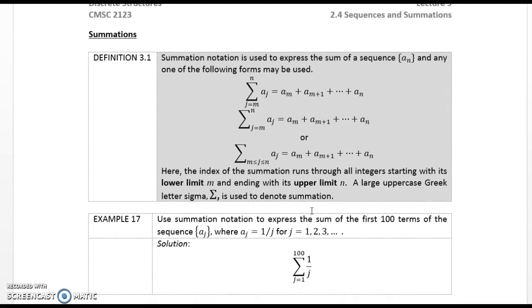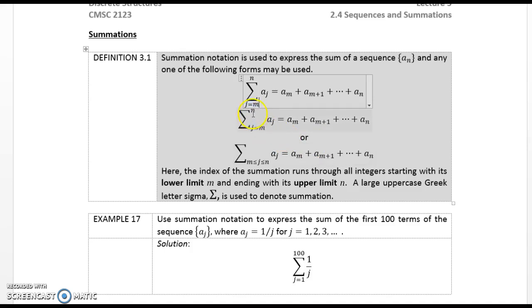Definition 3.1. Summation notation is used to express the sum of a sequence, and any one of the following forms may be used. We have my favorite form, where we have the capital Greek letter sigma, and on the bottom we have the index variable j and its initial value. On the top we have its final value, and we go from the initial value to the final value inclusive. And then we have the term, which is going to be some function of j, to give us a sub m through a sub n, as we see here.